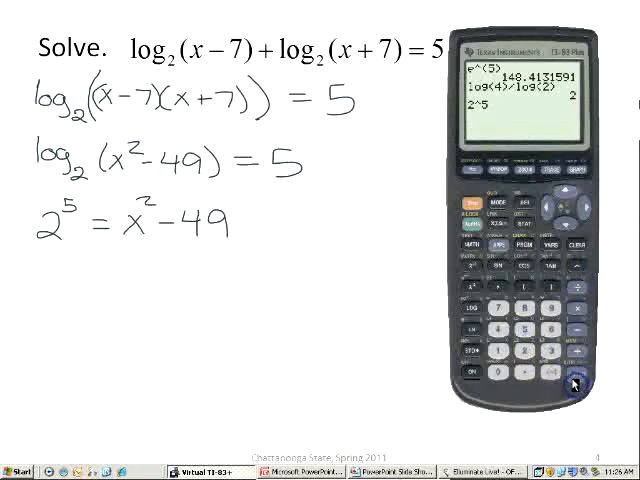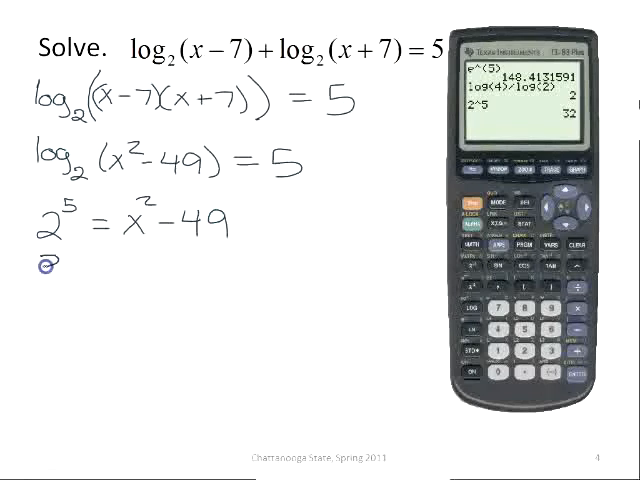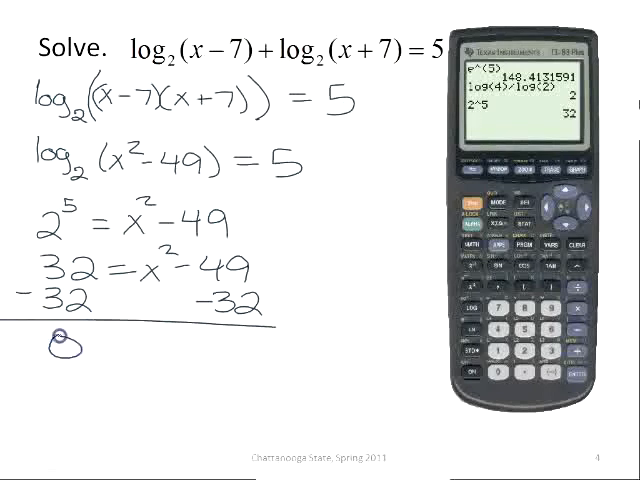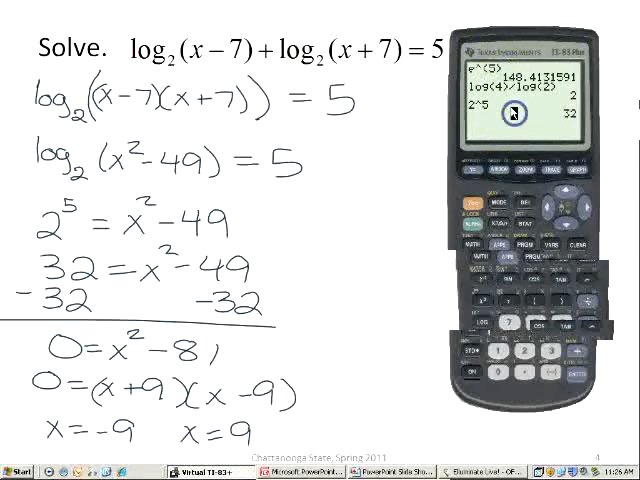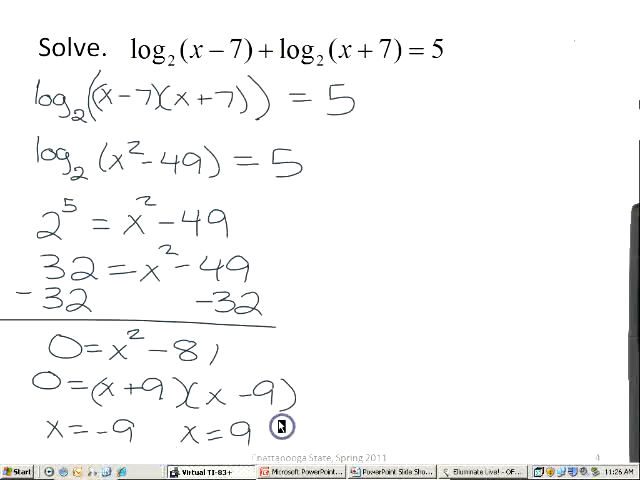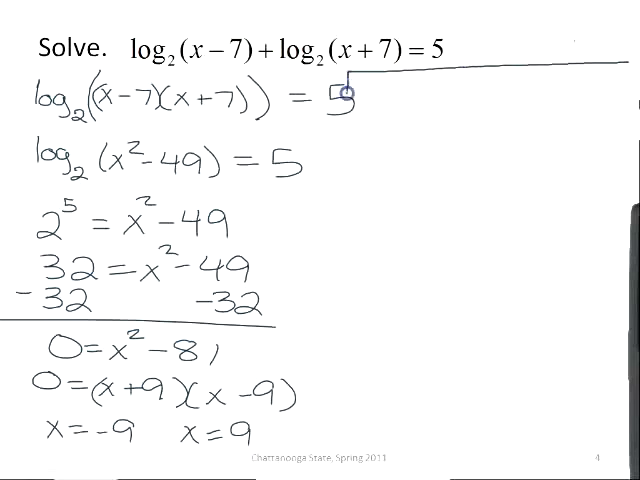Once again, I can get my calculator out and see what 2 to the 5th power is: 32. So I have 32 equals x squared minus 49. So I'm going to solve this by subtracting my 32 from both sides. So that would give me x squared minus 81. I'll factor this to get x = -9 and x = positive 9.